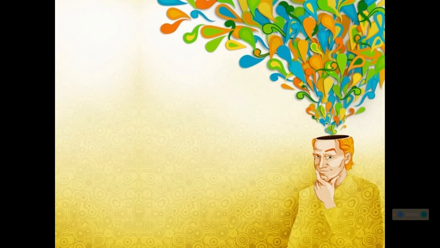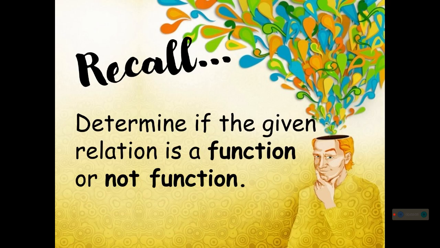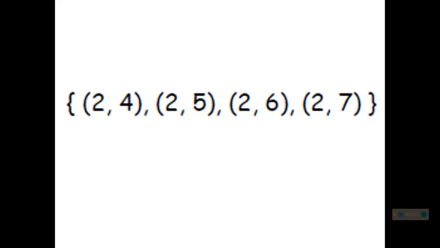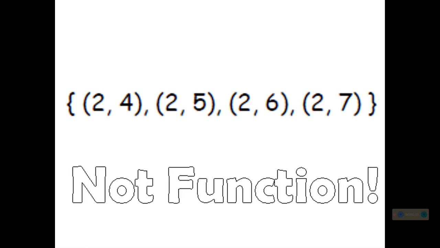Let us have first a recall. We are going to determine if the given relation is a function or not a function. So let's proceed. I will give you first the set of ordered pairs, and then later you will see some mapping diagrams and tables. Is this a function or not a function? Correct. Your answer should be not a function.